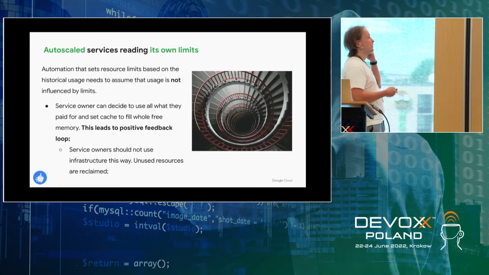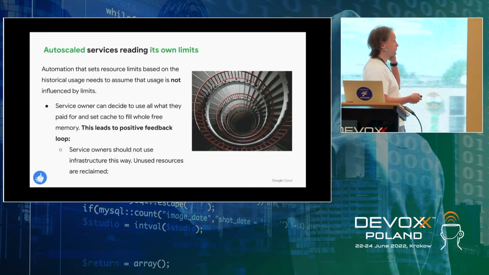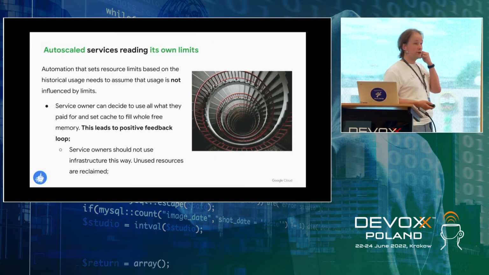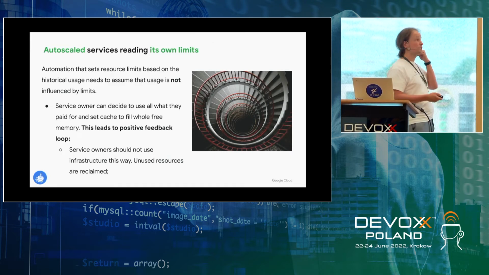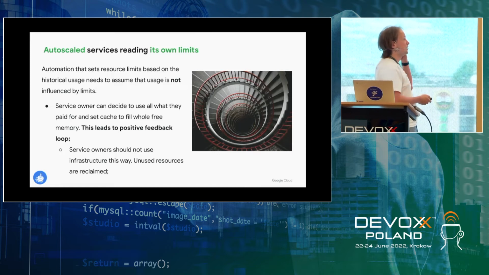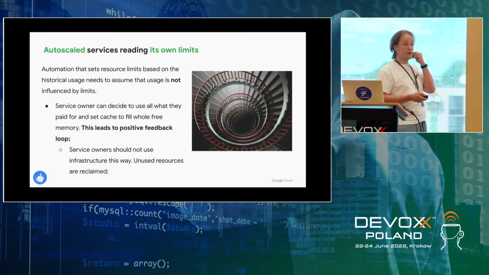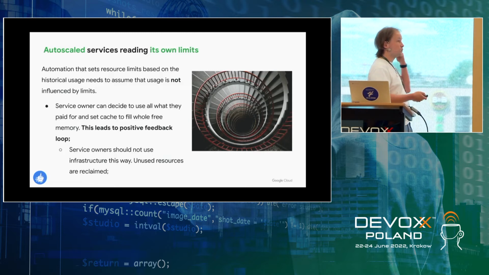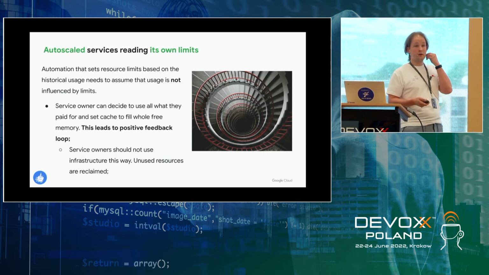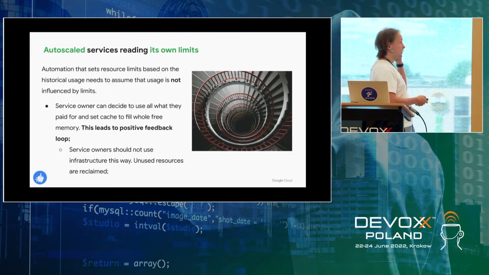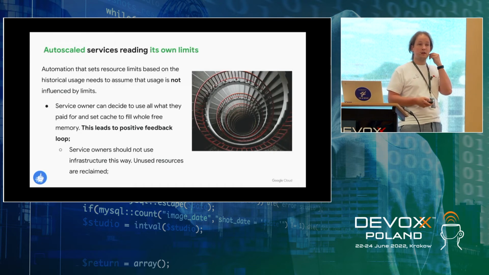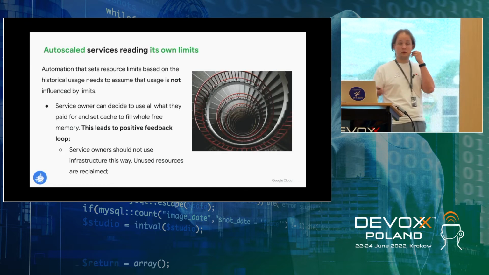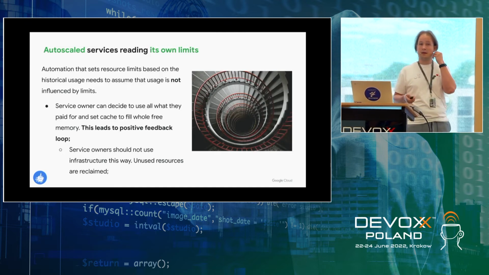So there can be feedback loops which are impossible when you adjust limits manually. For example, some user decides to use everything they quote unquote paid for and fill their whole memory with caches. And what will autoscaling see? Autoscaling will see a service that has very high usage, very close to the memory limit.